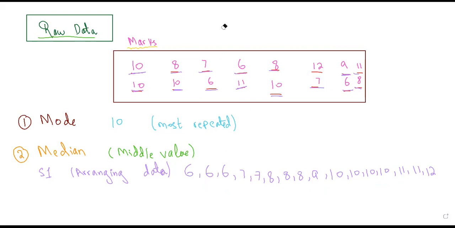Yeah, it is 8. Okay. But okay, let me underline the 8th value first. 1, 2, 3, 4, 5, 6, 7. Okay. This is the 8th value.